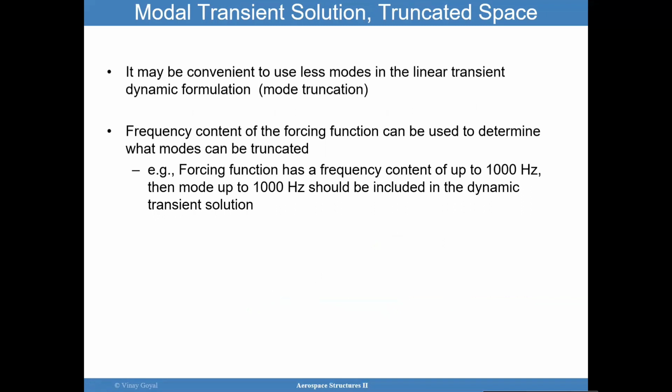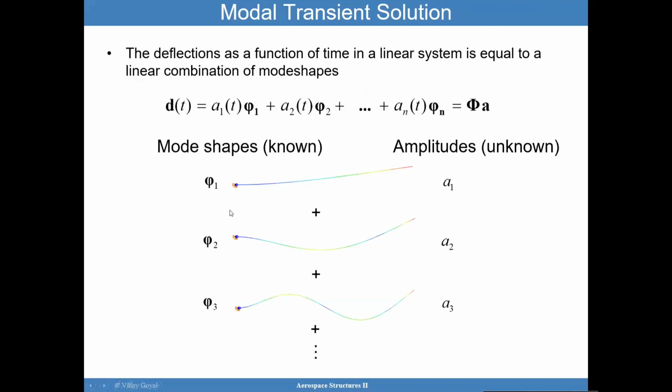It may be convenient to use fewer modes in the linear transient dynamic formulation. So perhaps my system, which has millions of degrees of freedom, the whole rocket has millions of degrees of freedom. In our work to determine the frequencies and mode shapes, I will also have millions of mode shapes and frequencies. We discussed that before. And then as a consequence, I'm going to have millions of amplitudes here. I know the mode shapes, and I have millions of amplitudes here that need to be found as a function of time. So not a lot of benefit.